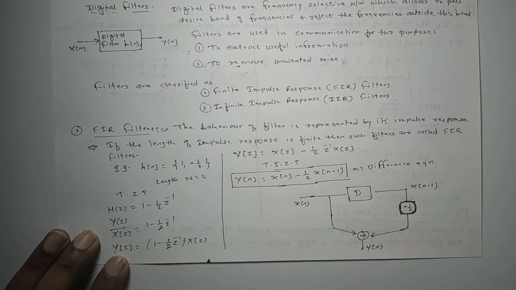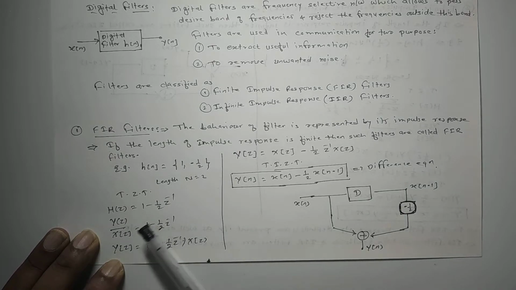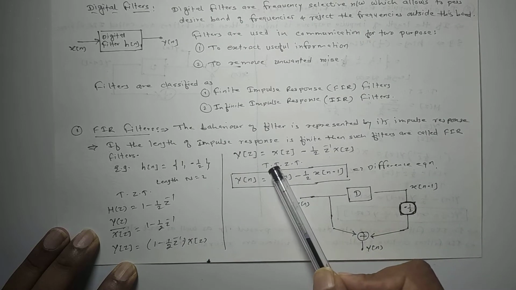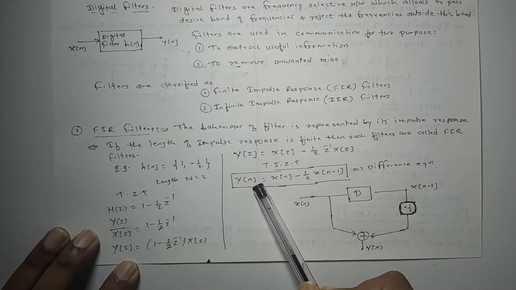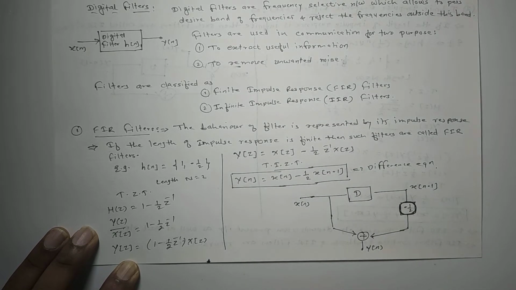Okay, then if we take the z transform of this h of n, we'll get H of z, which is equal to 1 minus half z raised to minus 1. But H of z is nothing but Y of z upon X of z. So from this we can obtain the difference equation of this filter, whose behavior will be represented by this h of n. So if we multiply Y of z with X of z and take the inverse z transform, we get y of n is equal to x of n minus half x of n minus 1.